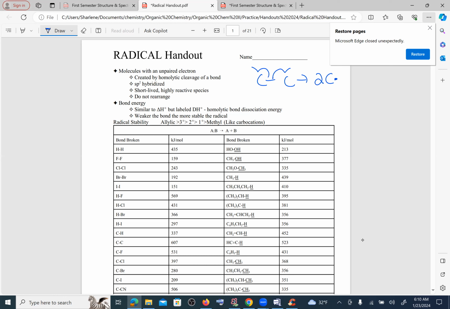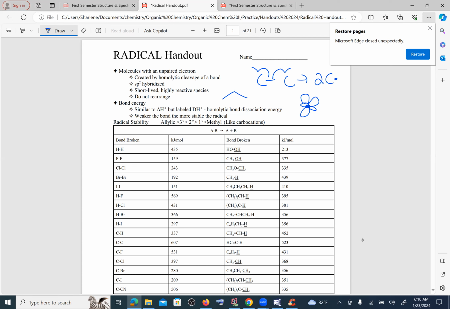Now, unpaired electrons, as we learned in Gen Chem, is very unfavorable. And so they are highly reactive. Okay, they do not like to stick around. They go and they react with whatever they touch. It is sp2 hybridized, so remember, they're flat. Okay, just like a carbocation. And they do not rearrange though.